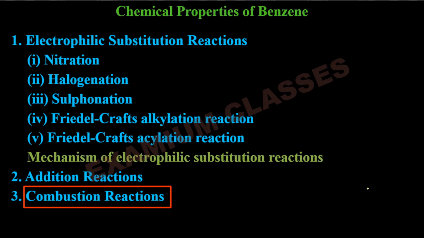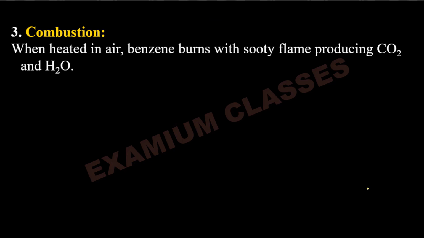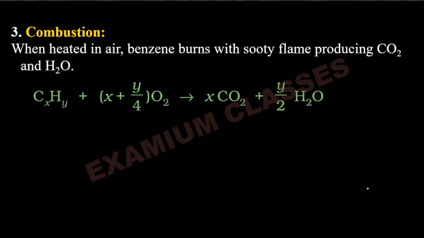Next one, third and last one, chemical properties of benzene, the combustion reactions. And for combustion reactions, the generic reaction you should know, the generic reaction for combustion of hydrocarbons is CxHy plus (x + y/4) O2 gives you xCO2 and y/2 H2O. In case of benzene, we say it is C6H6. It means x is 6, y is 6.